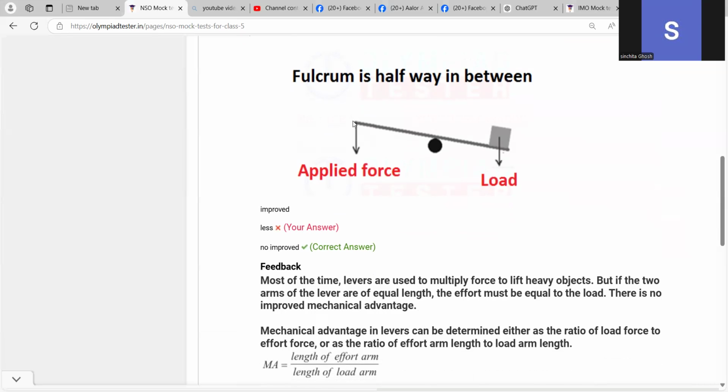So if the two arms, on the left hand side and on the right hand side, are equal, then the effort must be equal to the load. So if we put the same effort as the load, as heavy as the load, then how can there be a mechanical advantage? Obviously, there will be no mechanical advantage.